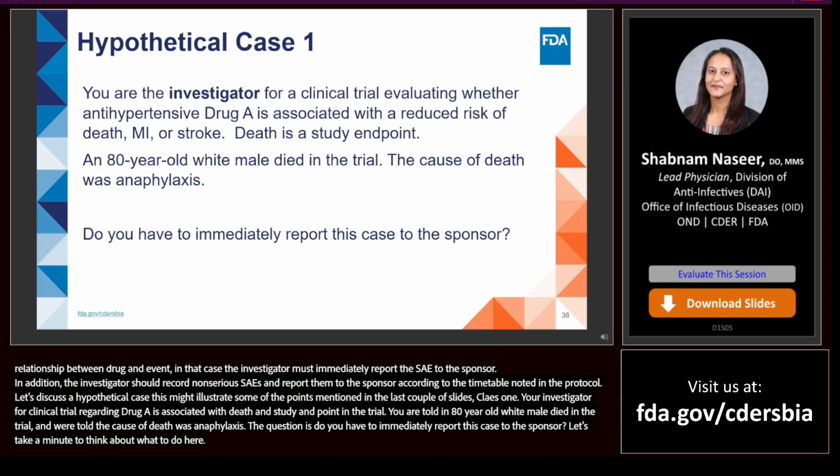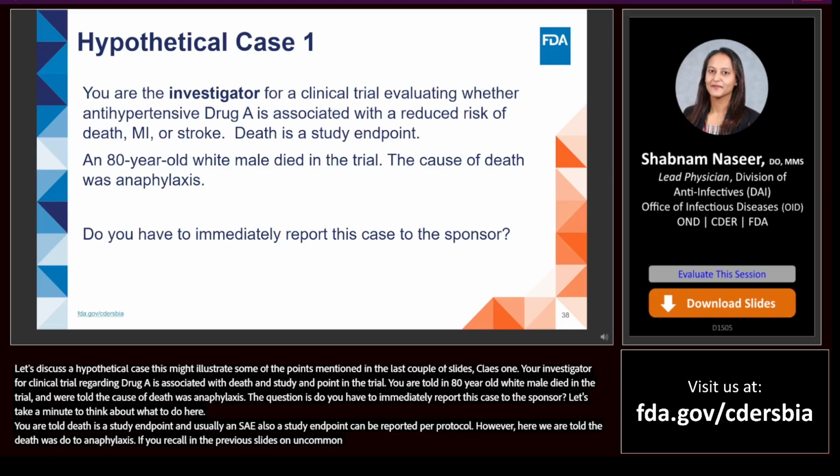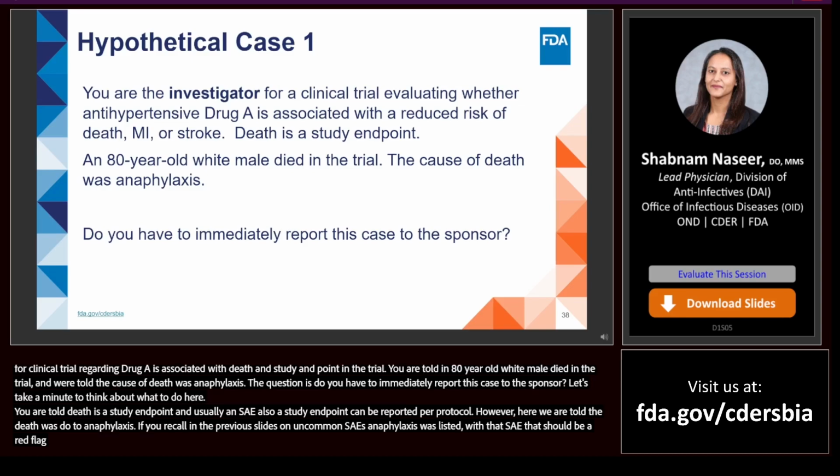So you're told that death is a study endpoint, and usually an SAE that is also a study endpoint can just be reported per protocol. However, here we're told that the death was due to anaphylaxis. If you recall in the previous slides on uncommon SAEs, anaphylaxis was listed, and with that SAE, that should be sort of a red flag that there could be evidence to suggest a causal relationship between drug A and the event, and so the investigator must immediately report this event to the sponsor. So the answer is yes to this question.